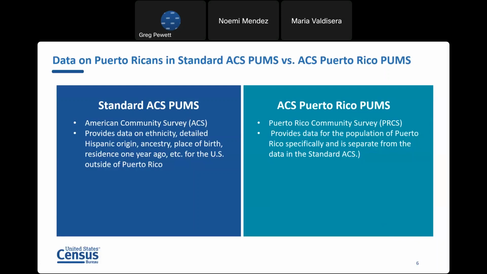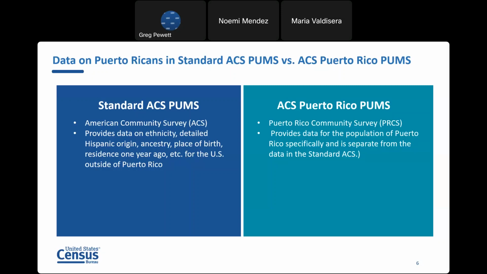Now, continuing on with specifically what we are going to be looking at today, what is the difference between the standard ACS PUMS, or public use microdata sample, and the Puerto Rico PUMS, which is called the Puerto Rico Community Survey? So the standard ACS provides data on ethnicity, detailed Hispanic origin, ancestry, place of birth, residence 1 year ago, etc. for the contiguous United States, as well as Hawaii and Alaska. So that's going to be the US outside of Puerto Rico.